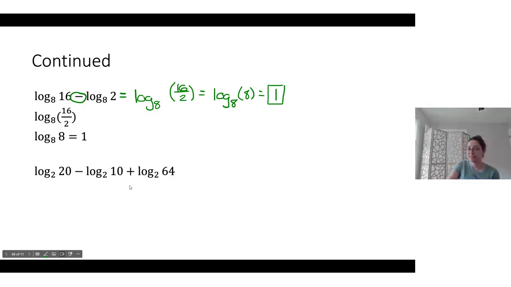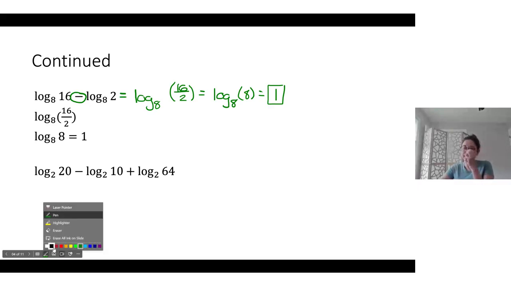Right, this next one has 3 logarithms. That's okay, we can still use our same properties. So we're going to combine these again into one logarithm and then evaluate. So we're going to do it kind of one step at a time. We'll start with our first 2 logarithms and we'll move from the left to the right. We have log base 2 of 20 minus log base 2 of 10.